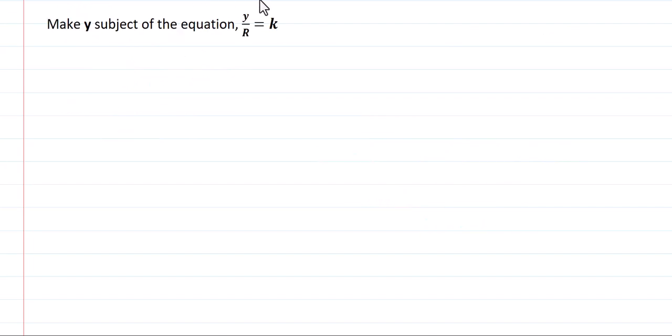Okay, for the third question, make Y subject of the equation. So Y over R is equal to K. At this very point, Y over R is a fraction, which can also be written as Y divided by R. It simply means that the relationship connecting Y and R is division. And for us to do the opposite, it simply means you are going to multiply.